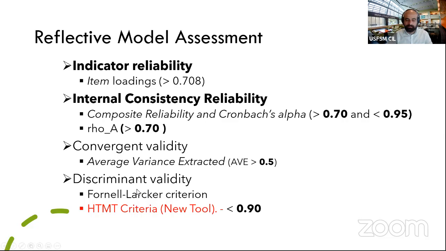However, new research for PLS recommends to use HTMT, which is the heterotrait-monotrait criterion. Again, it's a very good paper by Henseler in 2015 that reports the HTMT criterion. Now, this value should be lower than 0.90, which was recommended earlier, but the more recent one is that this value should be lower than 0.85, and I'll explain why these values should be what we say they should be very soon when I'm going to analyze the data. So that's your reflective model assessment.